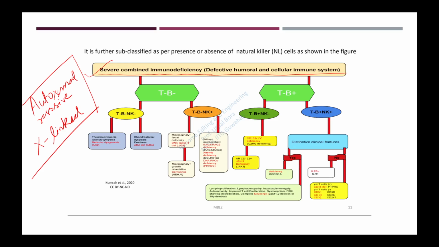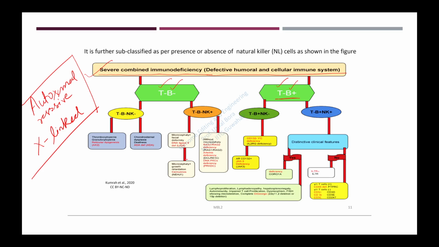So first is this T minus B minus. So in T minus B minus, that means neither T cells nor B cells are being produced in this kind of disease. Then we have T minus and B plus. That means T is completely absent and B plus means the B immune cells are present. So in T minus B minus also we have subcategories. Okay, so these are the mutations that have been given, or the genes that are mutated.